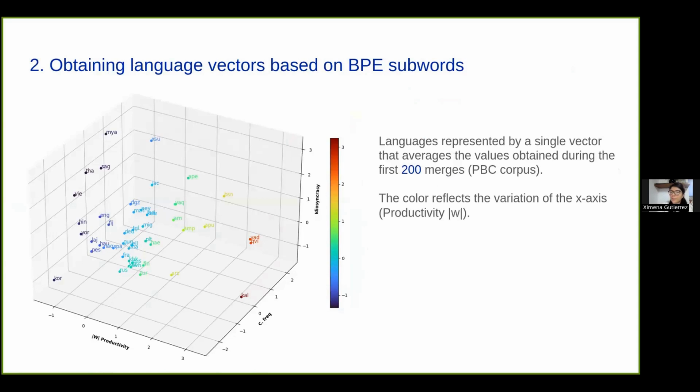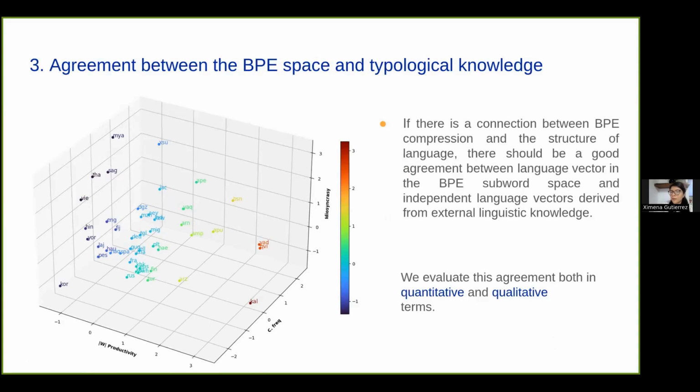If we average these values per each language, we obtain a single language vector representation. In this BPE space, we can see that languages like Halh Sud or Quechua are in the region of high productivity. Languages like Vietnamese or Thai are in the regions of low productivity and high idiosyncrasy. Most Indo-European languages tend to cluster in the middle, just to mention a few.